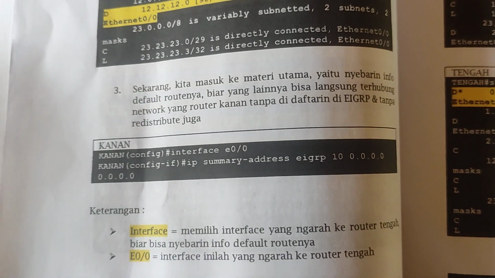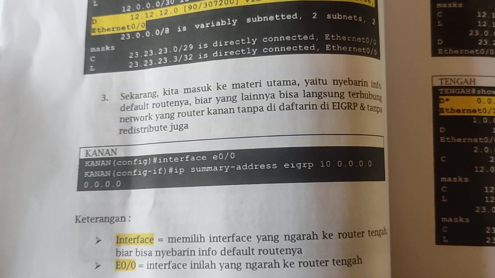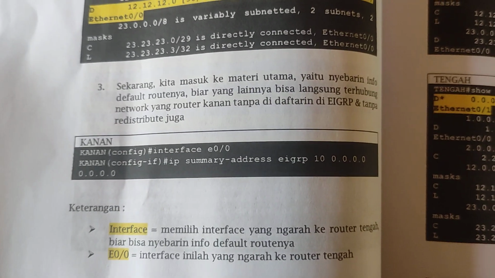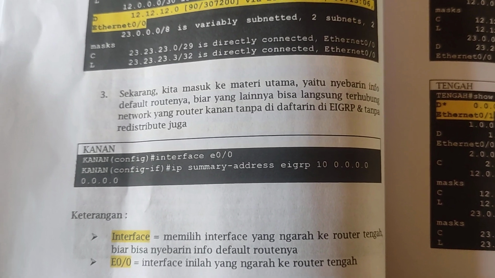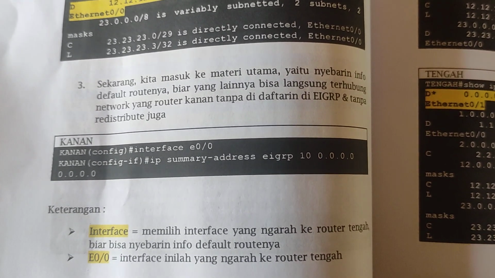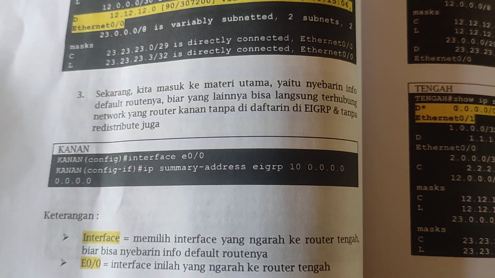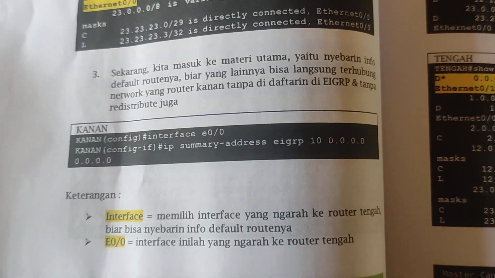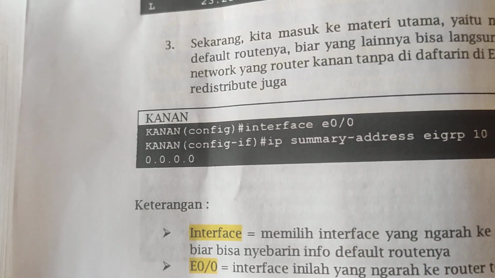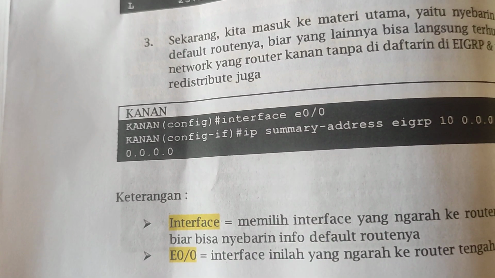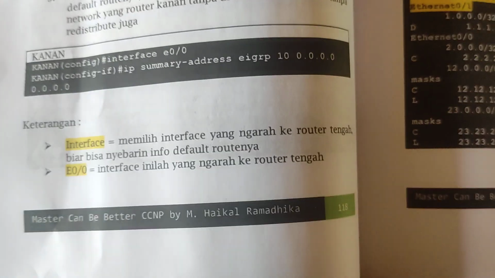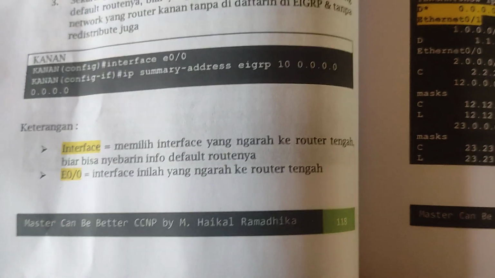And then you can do show ip route in the right router. In the right router, you can enter interface Ethernet 0/0. You can add ip summary-address eigrp 10 0.0.0.0 and then the subnet mask is 0.0.0.0. And then this is for the simple explanation. And then these two.